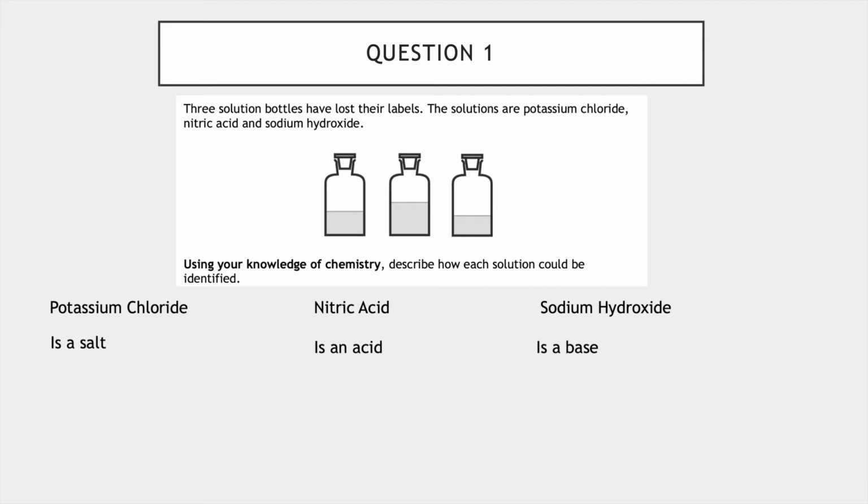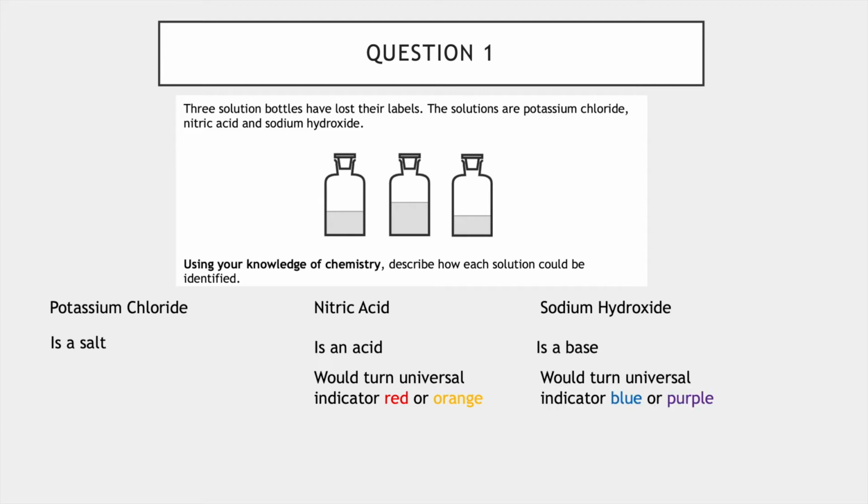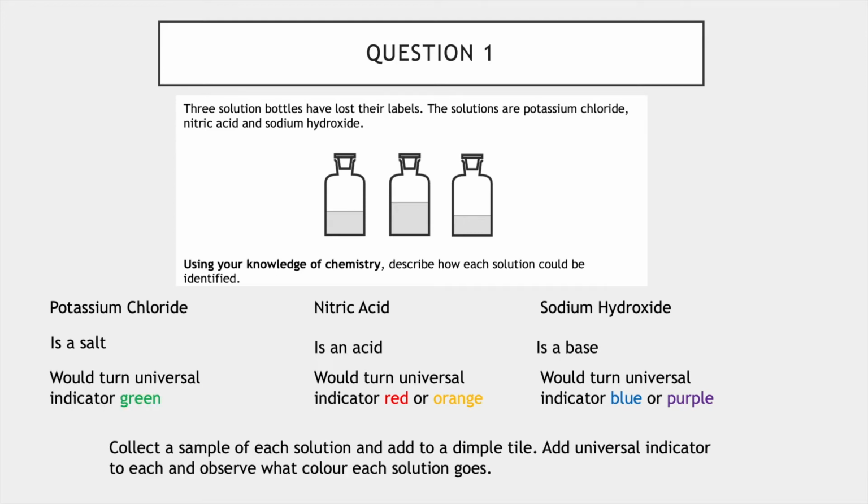So what would that look like? Nitric acid would turn universal indicator red or orange. Sodium hydroxide would turn a kind of blue or purple colour, and then finally potassium chloride would turn it a nice green colour. If you wanted to finalise your answer, you could collect a sample of each solution, add to a dimple tile, add universal indicator to each, and observe what colour each solution goes.